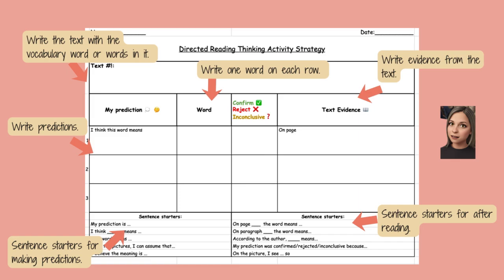Another way to use this organizer is by selecting a text with one vocab word, write it at the top, and then having students make different predictions for that same word. So you would rewrite the same word on the word column, but you would make more than one prediction for that word. And this is very useful to do when you are teaching multiple meaning words.